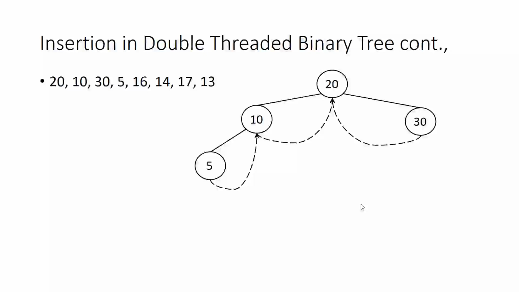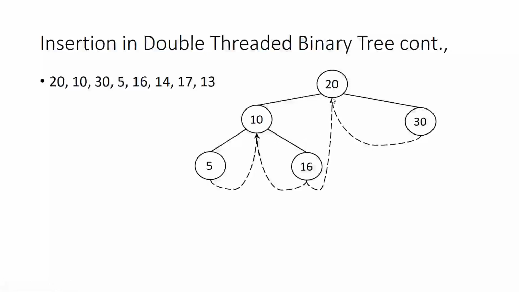Then 16. 16 is less than 20 and greater than 10. So it should be connected as the right child of 10. But when you are connecting 16 as the right child of 10, at present there is a right thread. So if you want to connect it as a right child, the right thread that exists for 10 will become the right thread of 16. Because 10 comes before 16, the left thread of 16 will be 10. Now you can remove the right thread of 10 which is connected to 20.